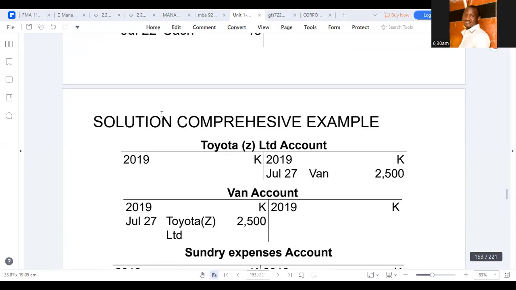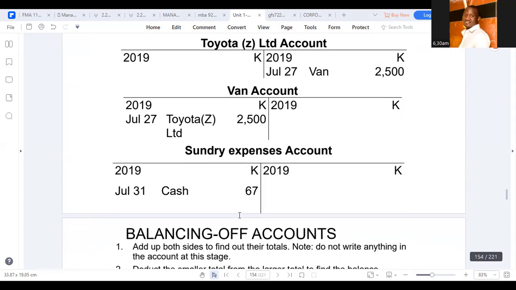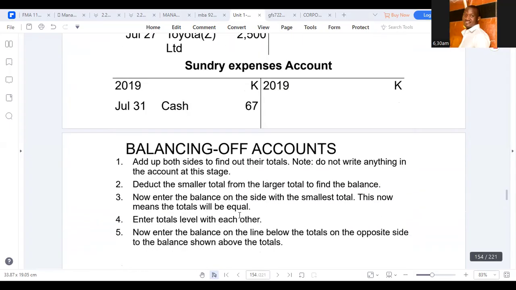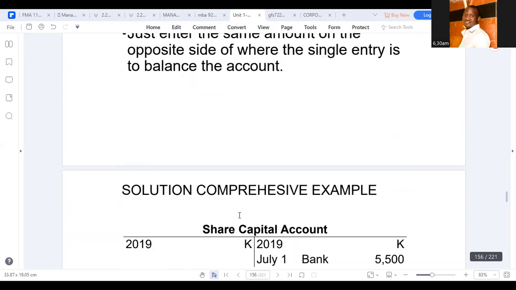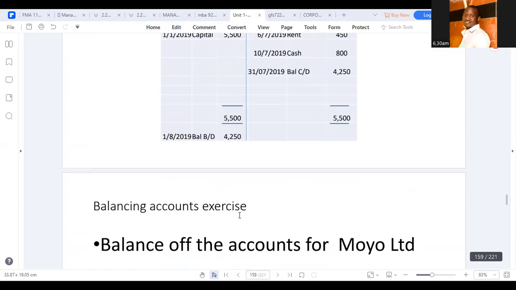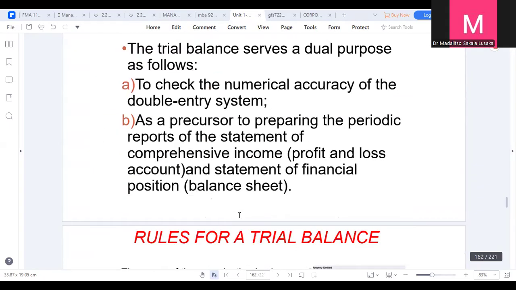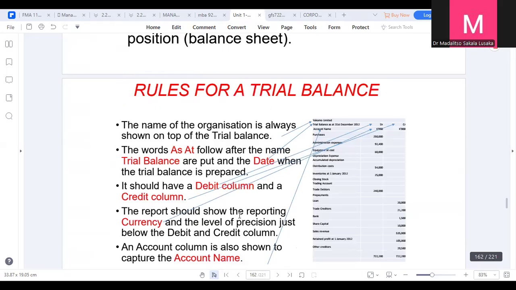Toyota van has a credit balance, so Toyota should be a creditor, 2,500. Van account is an asset, so you could just post this 2,500 to our trial balance. Sundry expenses account also should be posted, then you balance off and add up. So the final picture when you balance off will be something like this. The debits and credits will look like this.